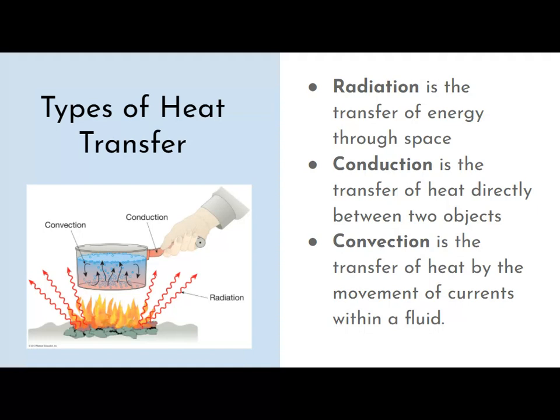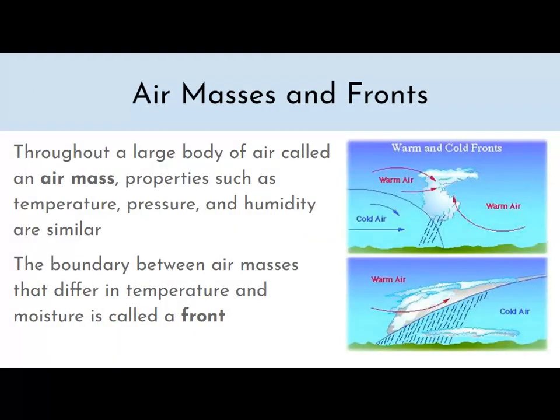And just like they happen with us and the things that we do on a daily basis, they can also happen within the atmosphere. So, finally, air masses and air fronts. So, if you've ever watched the weather and you've heard someone say there is a cold front moving this way or a warm front moving this way, this is what they're talking about. A large body of air is called an air mass, and that air mass has similar pressures, temperatures, and humidity. The boundary between two air masses, that is called an air front.